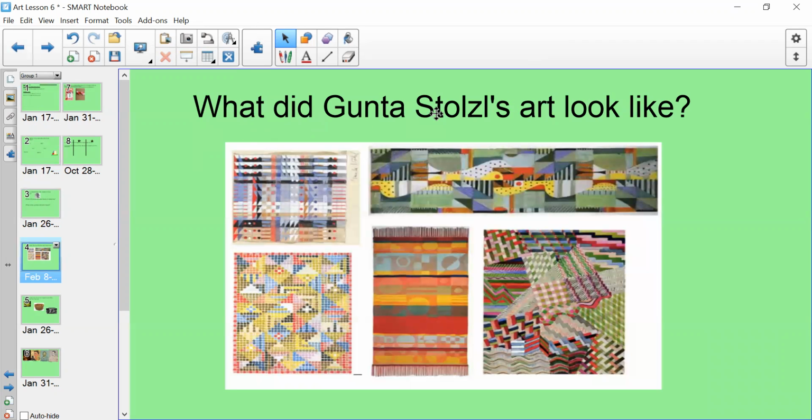Okay, and then what did Gunta Stolzl's art look like? So remember back to this lesson when we looked at different types of artwork or different types of weaves that she did. And she took a lot of her inspiration from the Bauhaus movement. So you can see there's lots of different color and shape and pattern in her work.